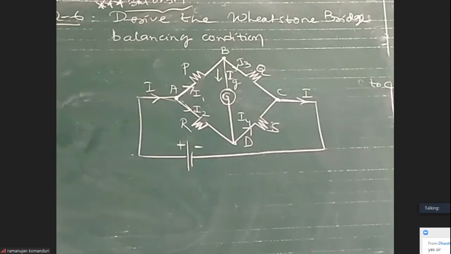I2 will, so all the rest of them, I3 and I4, will meet at C, and again the current I will flow through the circuit as shown in the diagram. I repeat that once again, let us see. I is the current flowing through the circuit.